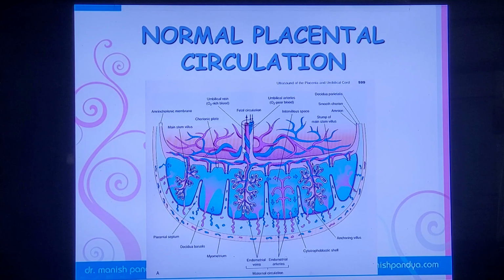This is a normal placenta. We know that the placenta has 2 arteries and 1 vein, and this is the intervillous space. The placenta is an organ which gives nutrition, oxygenation, and all micronutrients, and it is a bond between mother and fetus. So you can say it is just like roots to nurture the baby from the maternal blood.